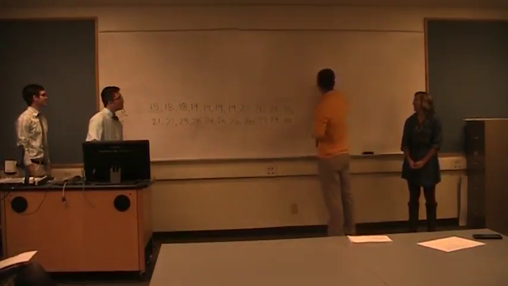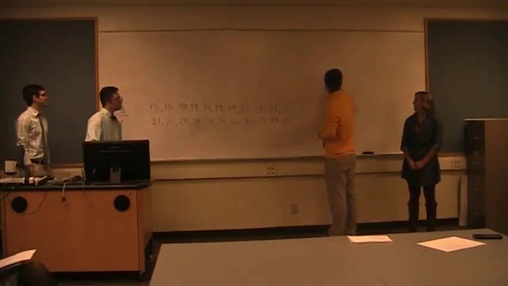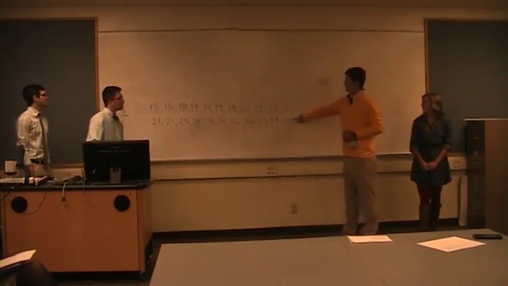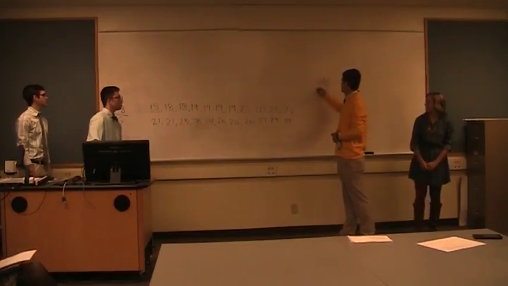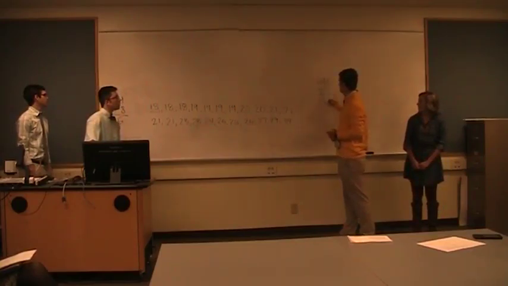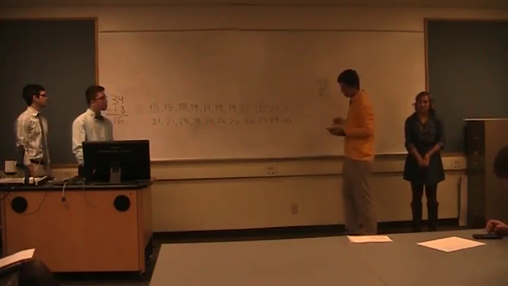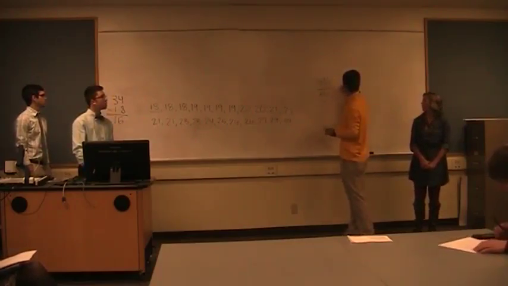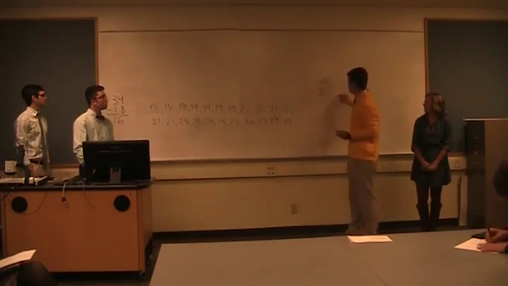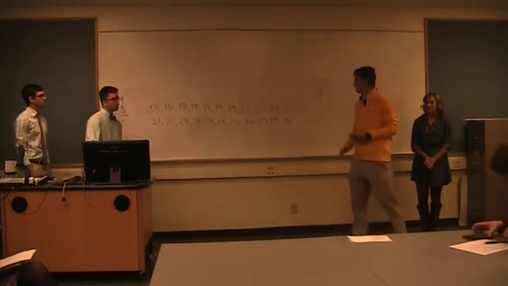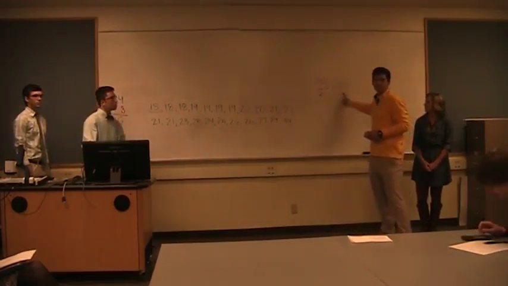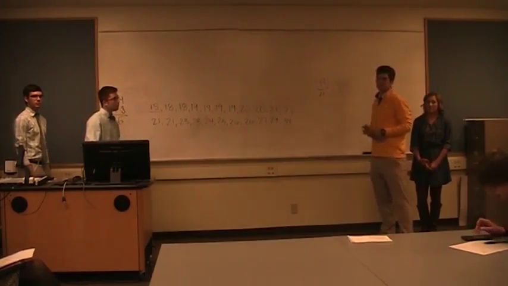Okay, we got 491. So that's the total, and then in order to find the mean, we divide it by the number in the data set, which is 22, right? So 491 divided by 22 is equal to approximately 22.3. So when we find the mean, we know that the average age of our class is somewhere around 22. So the average age of our class is 22 years old.